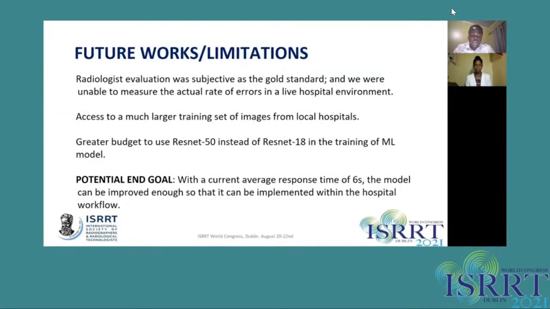Our vision for this entire project is that with the current average response time being 6 seconds, we can soon improve this so that it can be implemented within the hospital workflow.